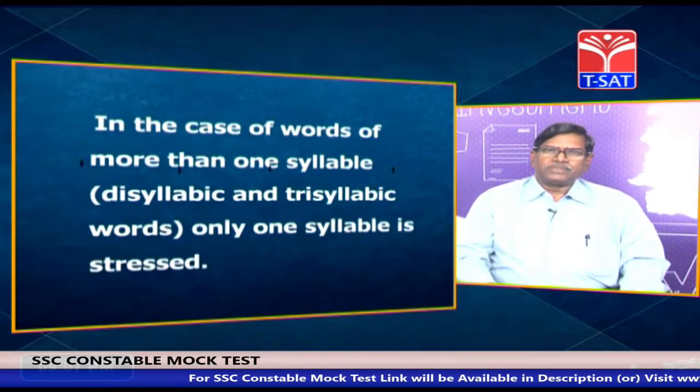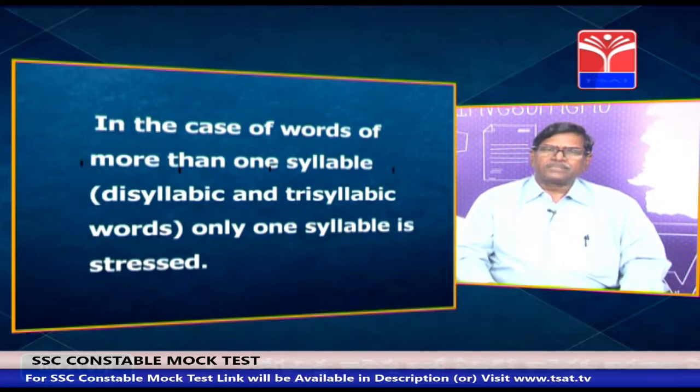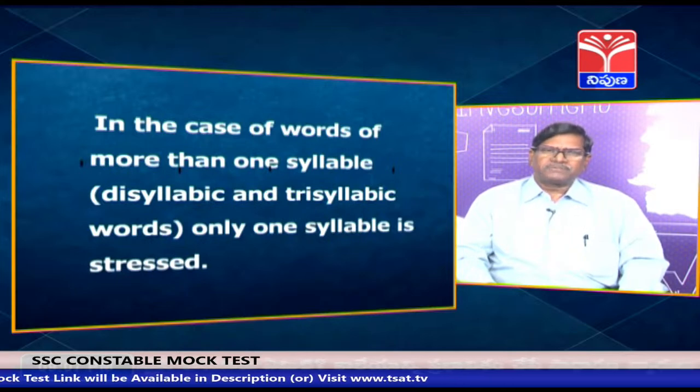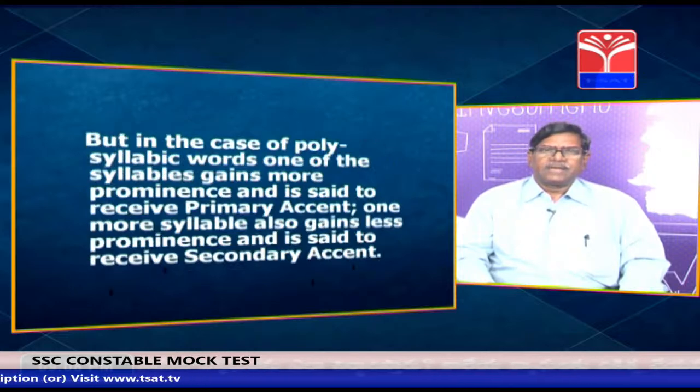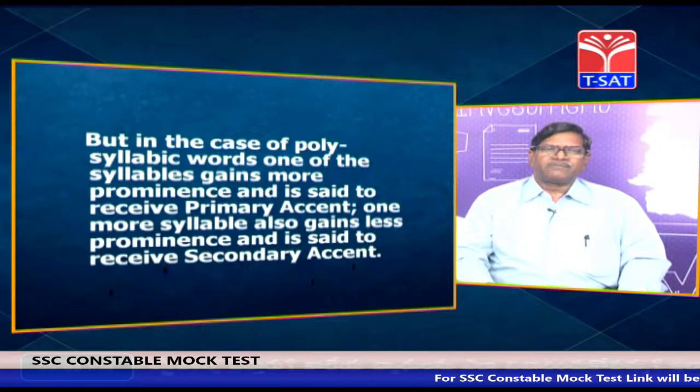But in the case of polysyllabic words, that means words containing more than two syllables, one of the syllables gains more prominence and is said to receive primary accent, and one more syllable gains less prominence and is said to receive secondary accent. The secondary accent is marked below and in front of the stressed syllable. See, for instance, examination.